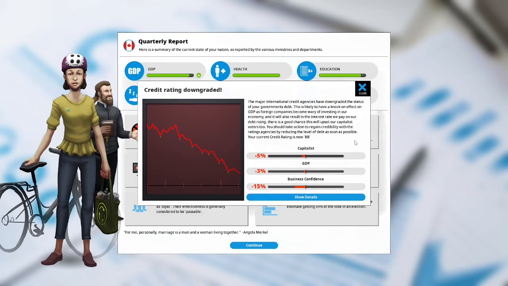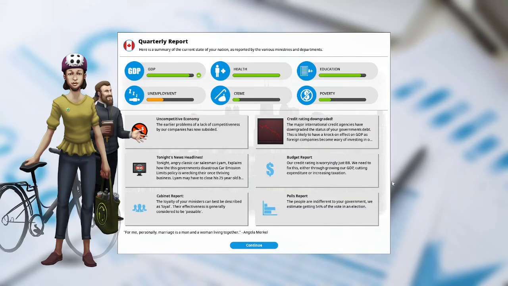The capitalists are unhappy at -5%. The GDP is down at -3%. Business confidence has dropped at -15%. Budget report. Our credit rating is worryingly just a double B. We need to fix this either through growing our GDP, cutting expenditure, or increasing taxation.